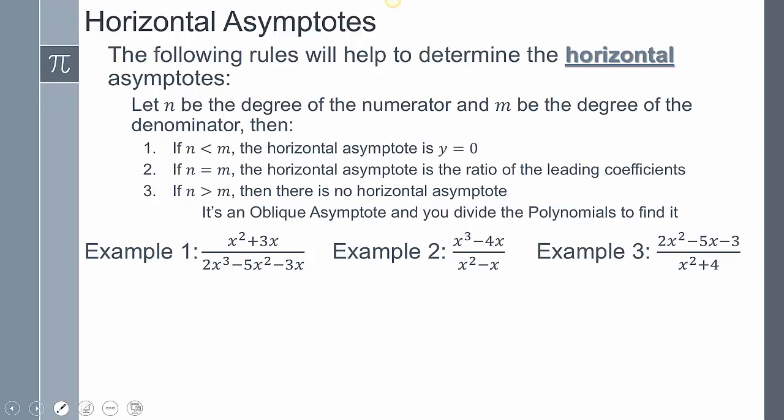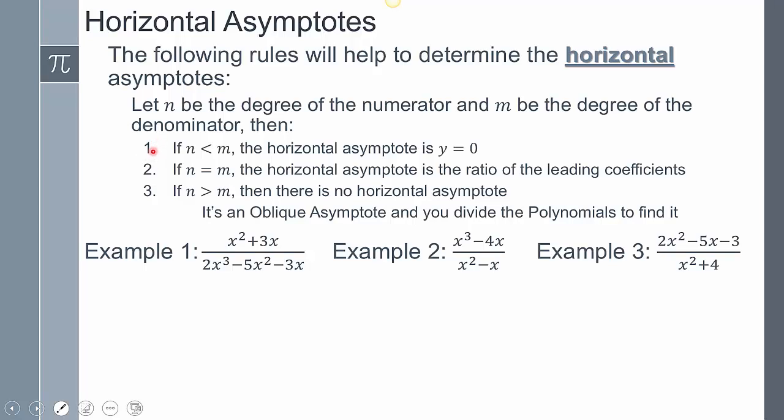Well, we're going to use these rules to help us determine what the horizontal asymptotes are. So the definition says let n be the degree of the numerator and m be the degree of the denominator. Remember, degree means the highest exponent of your polynomial. So we're taking the highest exponent of the numerator and the highest exponent of the denominator. Now we're going to compare them.